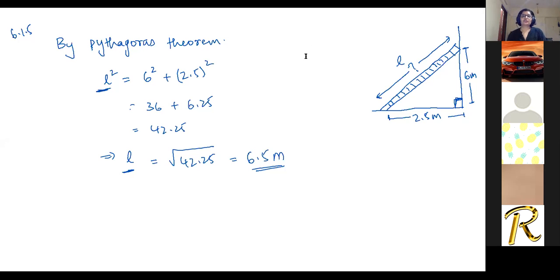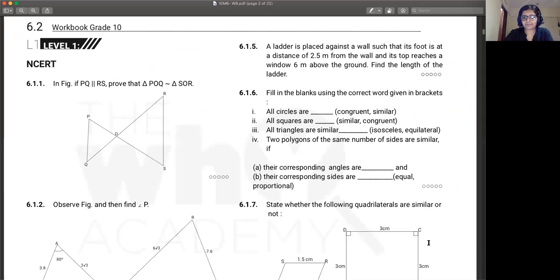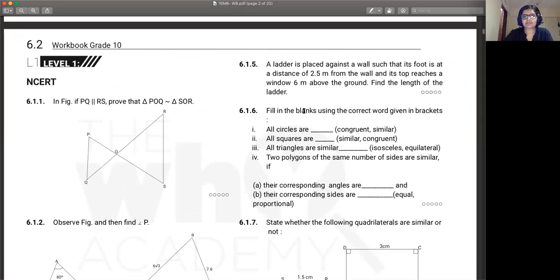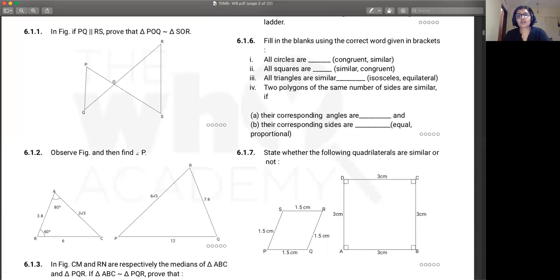All right. So you guys do 6.1.5. In the meantime, 6.1.6, 7, 8, ye sare questions, we can just do it orally. Okay. So yeah, we'll quickly go over them. I'll call out your names and you guys answer it. Okay. So list mein kaun hai sabse pehla?